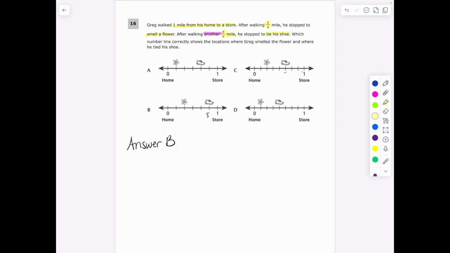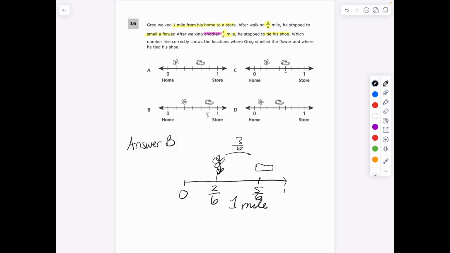So thinking about this, if I was telling a story, he walks a mile, and so this is 0, this is 1. He stops at 2/6 to smell the flower, and then after another 3/6, so he walks another 3/6, when he's at 5/6, he ties his shoes. That's supposed to be a shoe. Not too bad. Okay, so these are the two numbers we're looking for. We're looking for the 2/6 with a flower and the 5/6 with a shoe. Okay, so we have it.